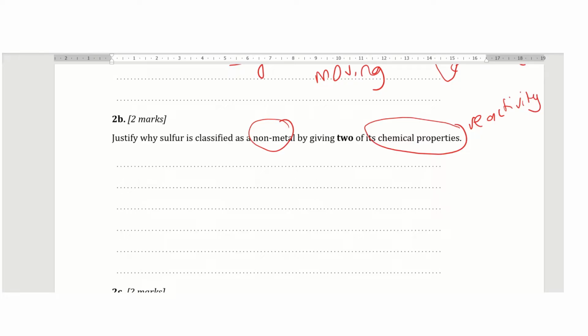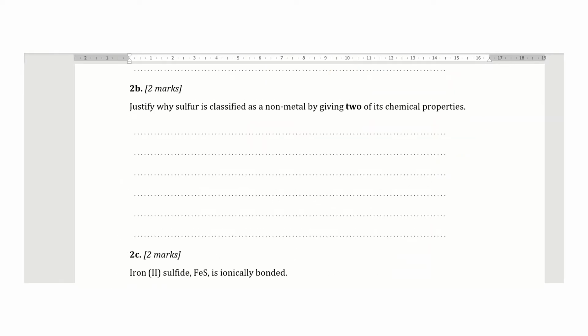Okay, so why is sulfur a non-metal based on the way that it reacts? Here the important thing is to recognize the difference between chemical properties and physical properties. Chemical properties all deal with reactivity: what happens to this substance when I react it with something else? Whereas a physical property deals with the behavior of the substance as a result of its features.